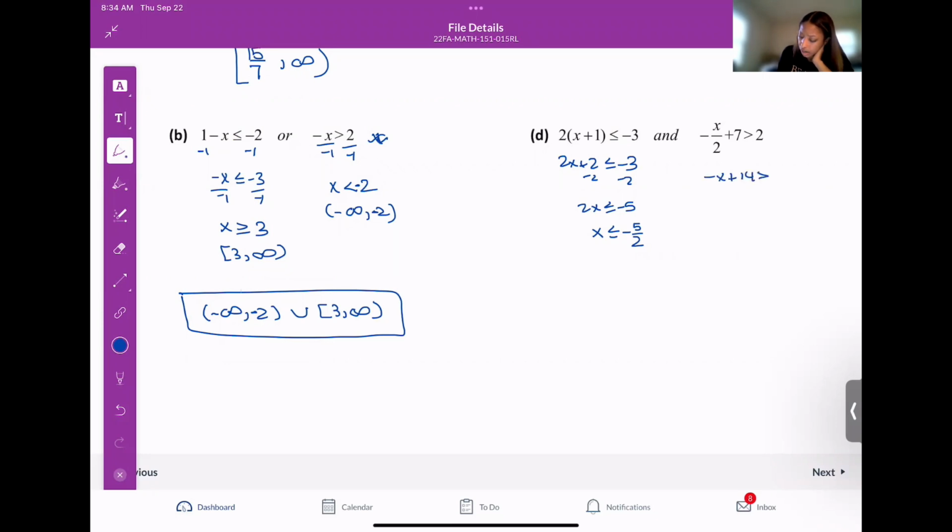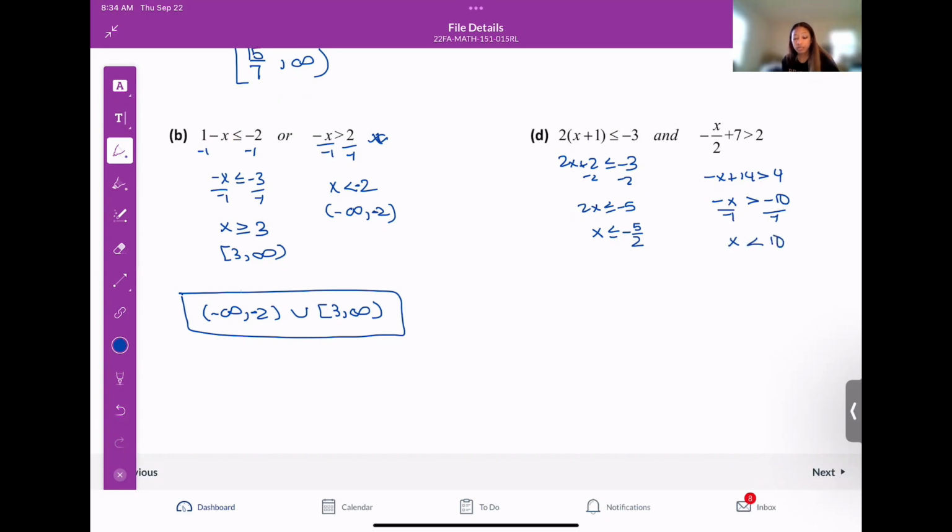And then for the other one, we multiply everything by 2, we get -x plus 14 is greater than 4. And then from here, we subtract 14 from everything, we get -x is greater than -10. All right, and then dividing by a negative, x would be less than 10.